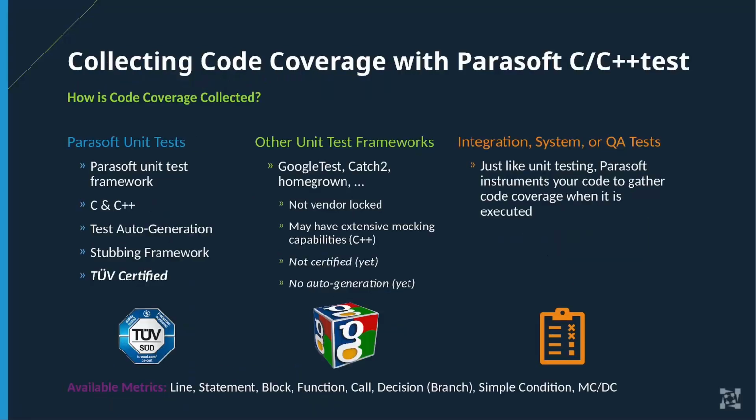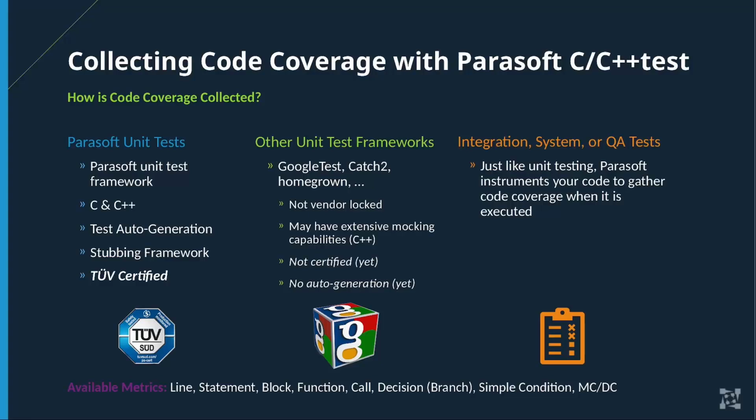Parasoft C, C++ test solution allows you to collect code coverage through three main ways: either through unit testing, which can be through Parasoft's unit testing framework or through other unit testing frameworks, or through integration, system, or QA tests. As far as Parasoft's unit testing framework is concerned, we support C and C++. We do have automatic generation of unit tests, which can save you a considerable amount of time. And we also have a stubbing framework that we'll get into in a little bit. And then finally, it is TÜV certified.